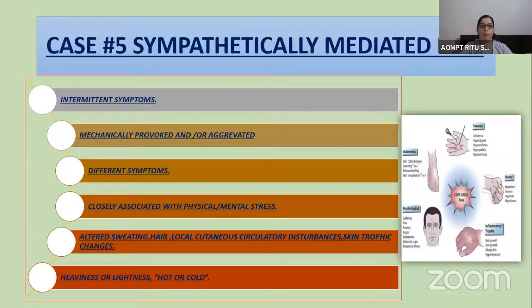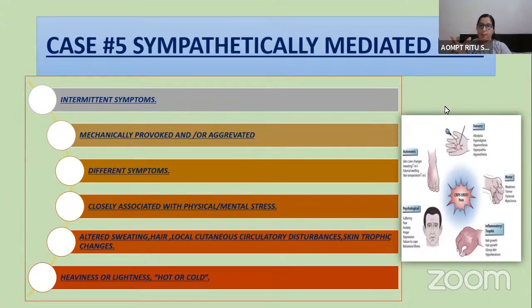In this also, you can see it. In sympathetic mediated pain, the patient has intermittent symptoms that are also mechanically provoked or aggravated. Symptoms are very different, closely associated with physical and mental stress, altered sweating, hair changes, local cutaneous circulatory disturbance, skin trophic changes, which we have already seen in the picture of the lower limb or upper limb. We see how the skin texture, temperature and sweating change. These symptoms are part of the autonomic nervous system. Some people feel more sweating, some feel less sweating in some areas.